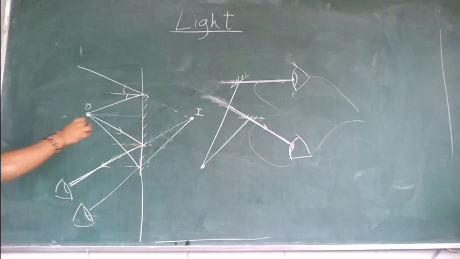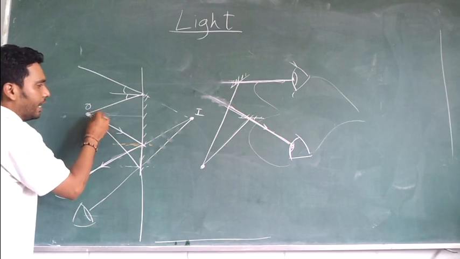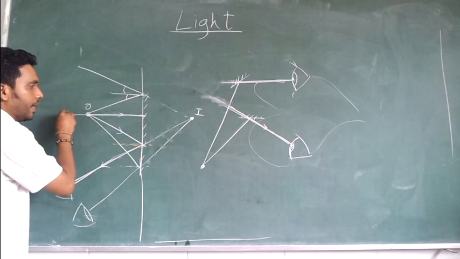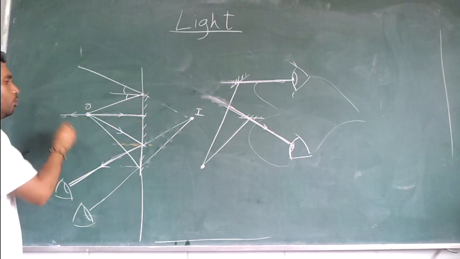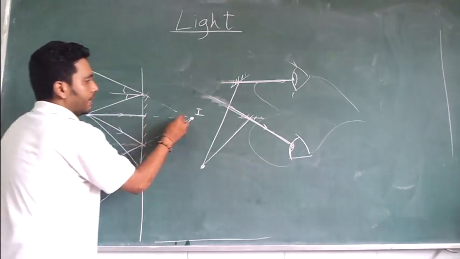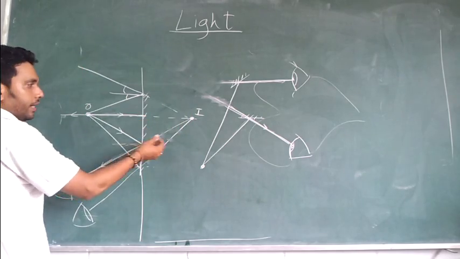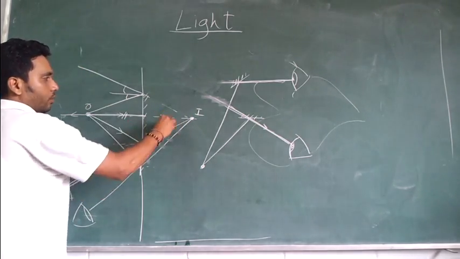So one ray I will always try to draw, which is the easiest one. A normal comes back normally, goes to one of the eyes, extended back, it will also be over there. Okay, using congruent triangles you can easily prove that this distance is equal to that distance.